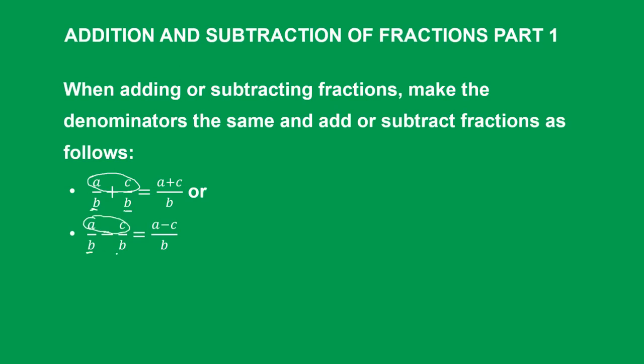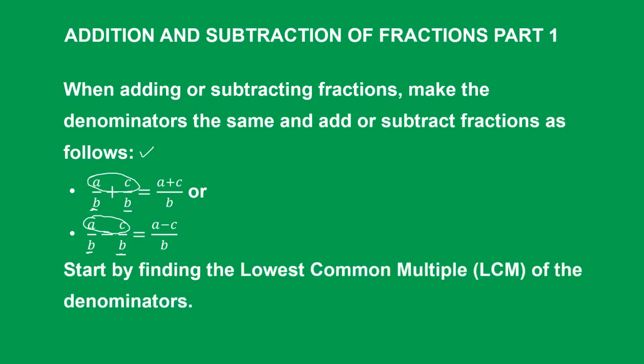But now check, the denominators are what? Are the same. So that's why we have to make sure that the denominators are the same first before we add or subtract. Start by finding the lowest common multiple, which is actually the lowest common denominator. And then after that, you can add or subtract. Let's do a few examples.